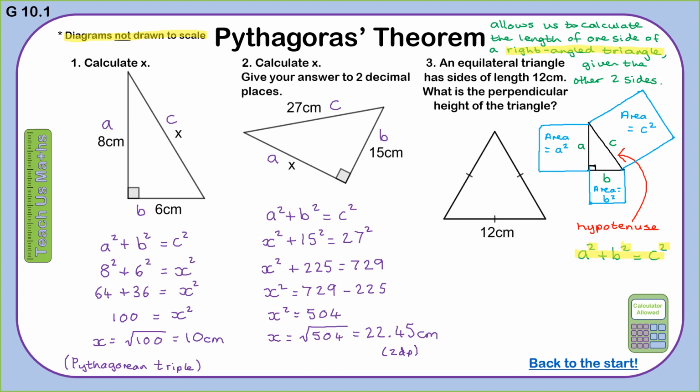Question 3. An equilateral triangle has sides of length 12 centimetres. What is the perpendicular height of the triangle? So in this question, we need to calculate the perpendicular height of this equilateral triangle.